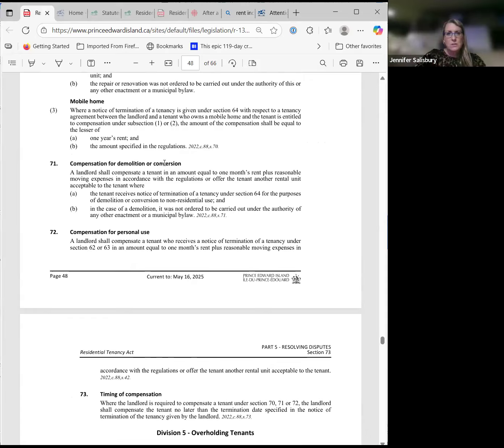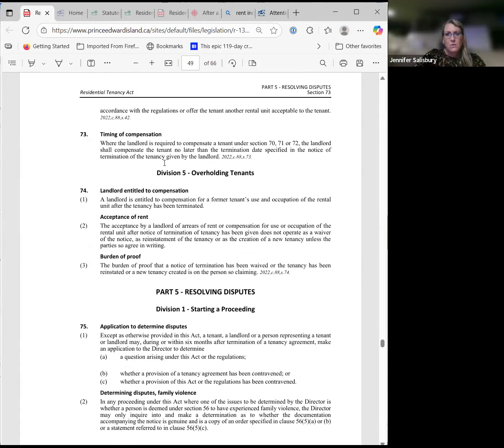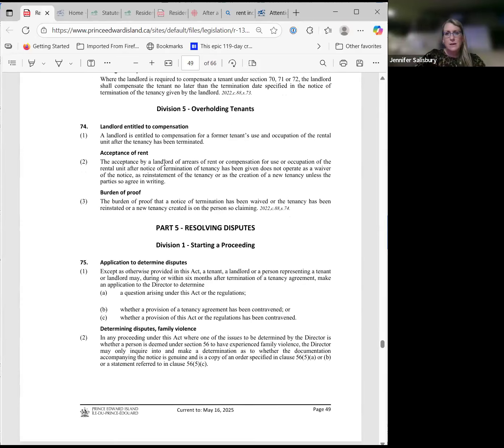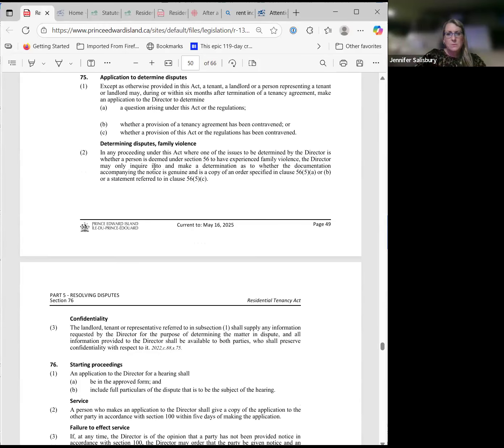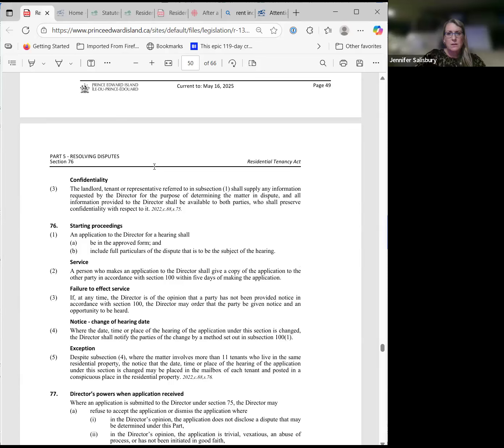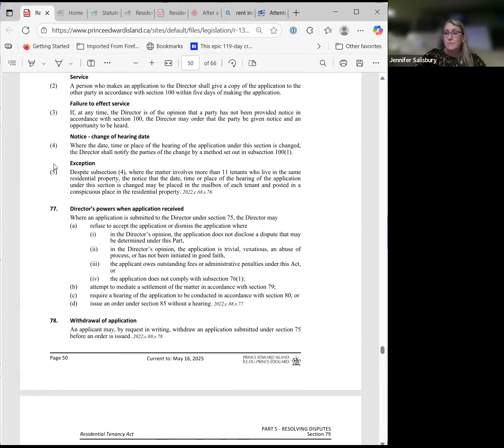Right to compensation. Oh my. Overholding tenants. There's that term again, overhold. Proceeding, resolving disputes, confidentiality. In all of this, if you get into a dispute and you have to do something before the director, you have to give proper notice. You have to give proper service to the tenants, and you have to make sure you're counting your days. Your days are really critical in all of these. If you're off by one day, it can negate the entire thing and you have to start over.